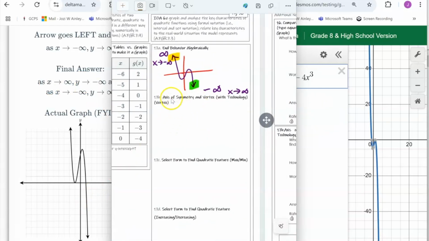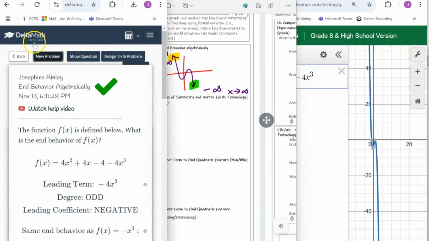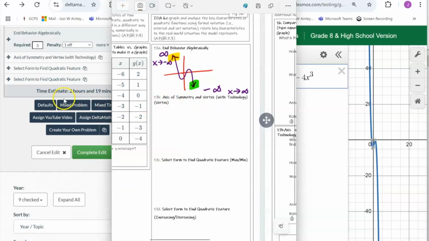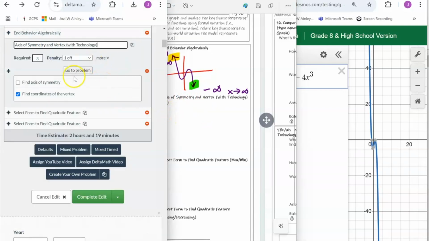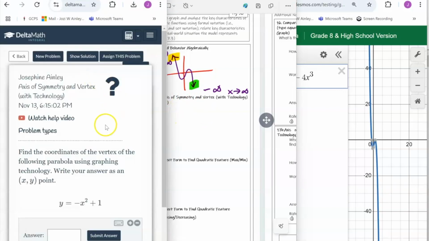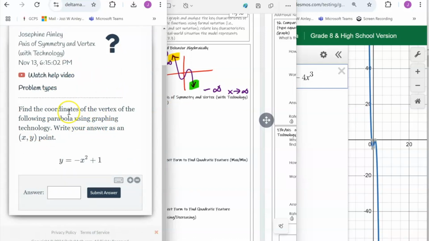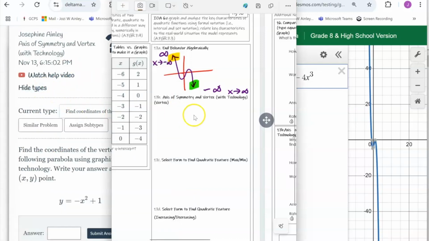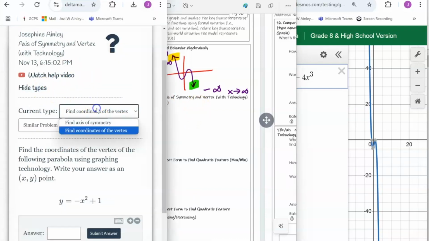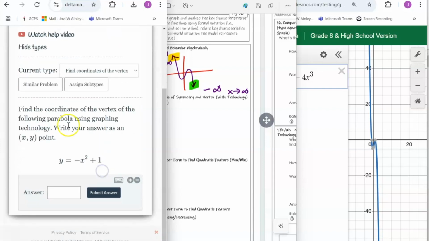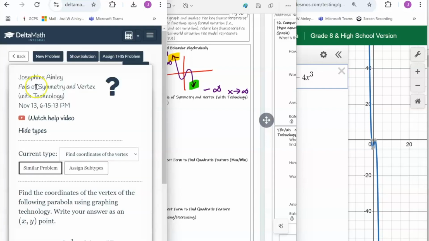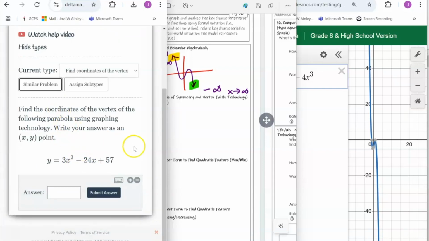Let's take a look at axis of symmetry. All right, so we're going to take a look at the next one, which is going to be axis of symmetry. So you're going to click on axis of symmetry, and you're going to practice a question on that. They're going to give you whatever they're going to give you. I said specifically on vertex, so I'm going to choose the one that says vertex. So this is a vertex problem.